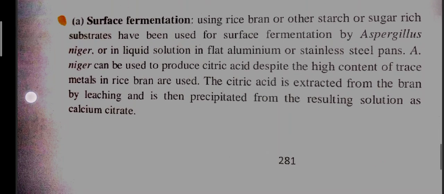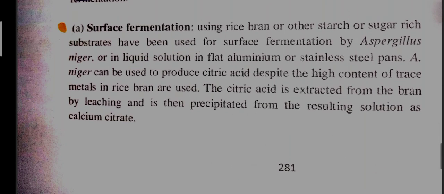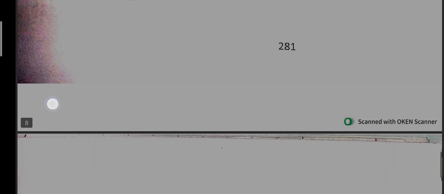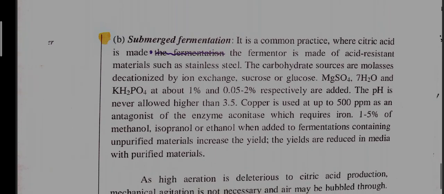Next is surface fermentation. Rice bran or other starch or sugar rich substrate have been used for surface fermentation by Aspergillus niger or in liquid solution in flat aluminium or stainless steel pans. A. niger can be used to produce citric acid despite the high content of trace metals in the rice bran used. The citric acid is extracted from the bran by leaching and is then precipitated from the resulting solution as calcium citrate.